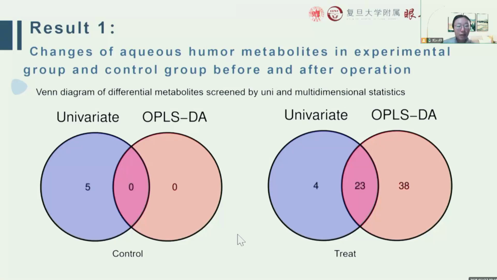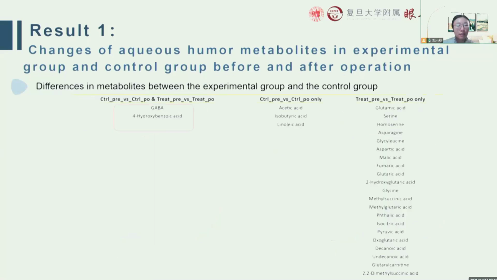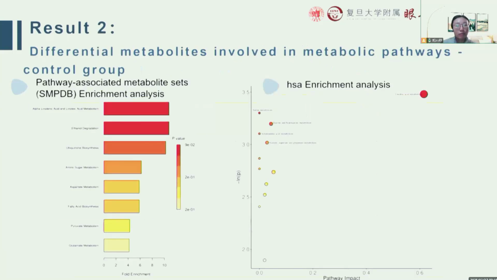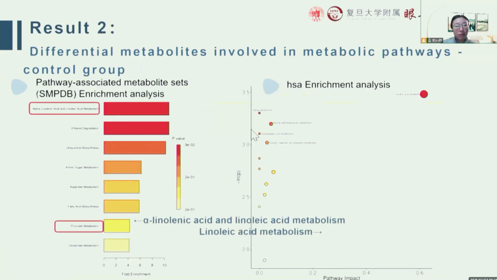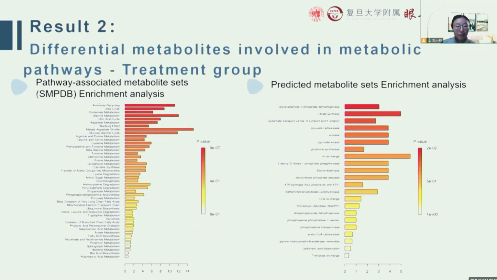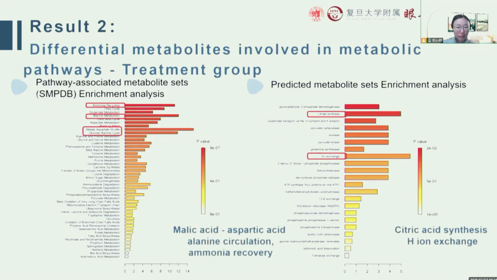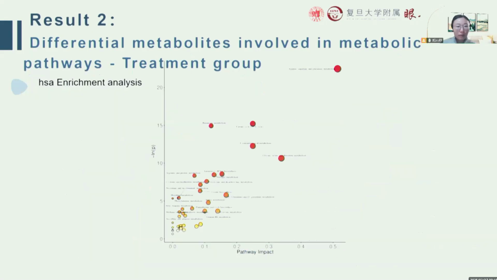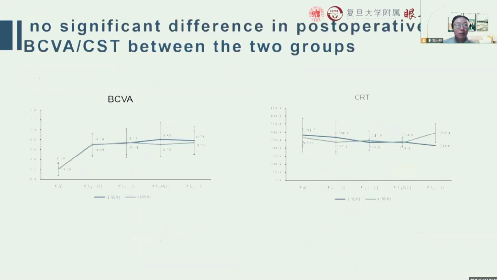This is a Venn diagram of differential metabolites screened by uni- and multi-dimensional statistics. We also found there are two common differential metabolites between these two groups. Next, we conducted pathway-associated metabolite enrichment analysis, and this is the result for the control group before and after surgery. And this is the result for the treatment group. However, there is no significant difference in post-operative BCVA and CST between these two groups.